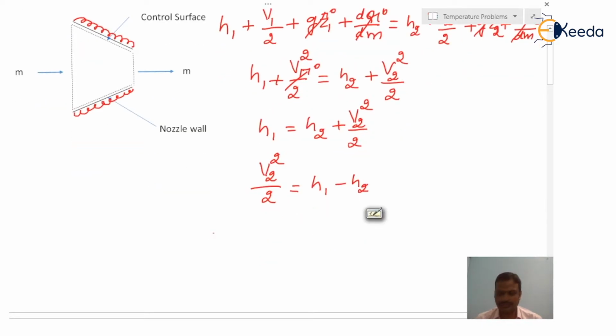Now this expression can be simplified like this. If you bring the 2 to the right hand side, V2² = 2(h1 - h2). So this V2 was previously V2 squared. If we have to write V2 equal to this, then this will be the square root of 2(h1 - h2). So this is the result of the first law of thermodynamics applied to steam nozzle.